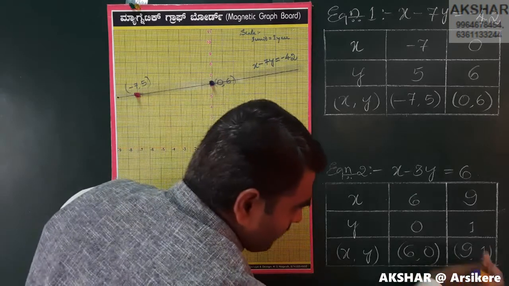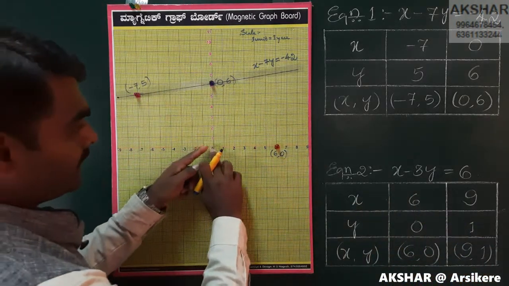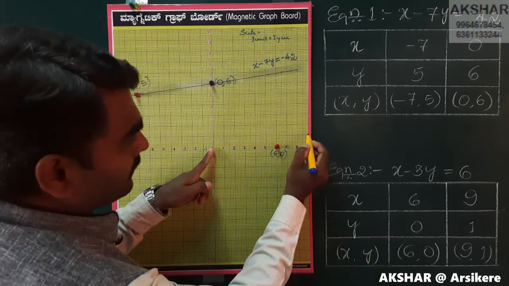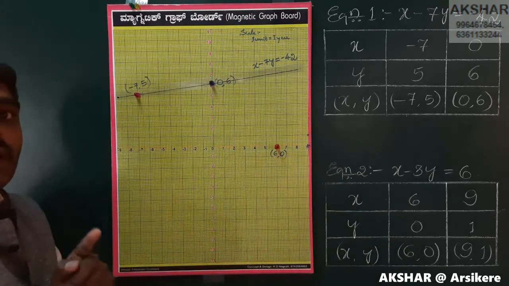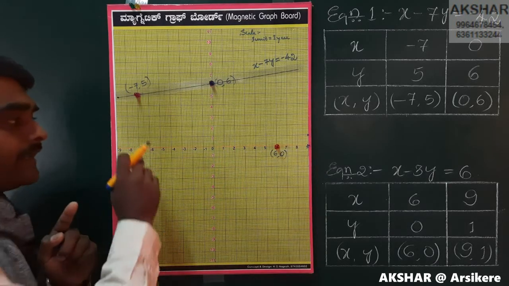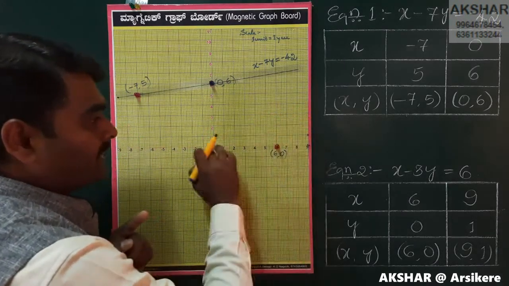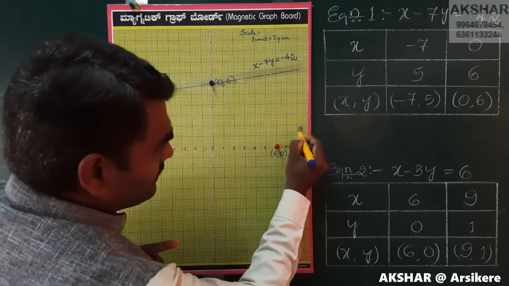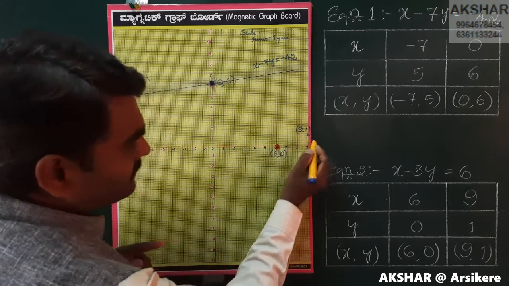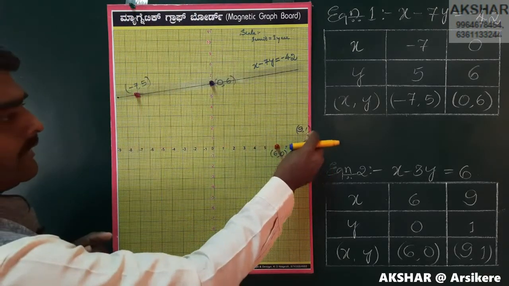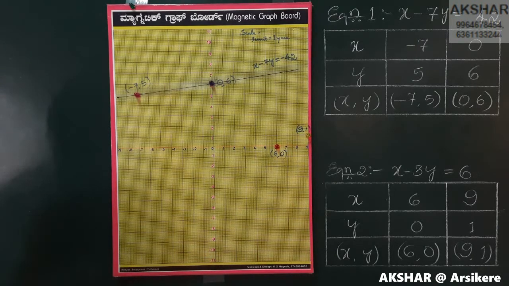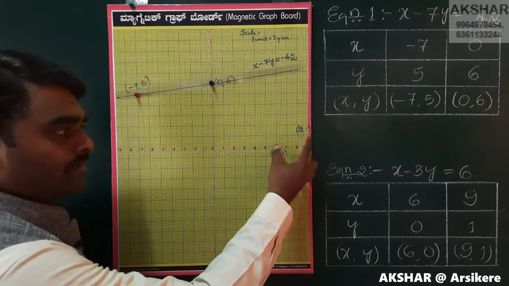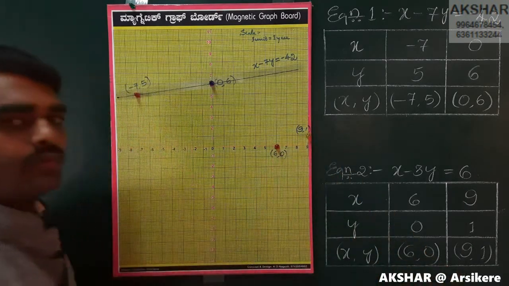Next, 9, 1. X is 9. Where is the 9? Yes, 9 is here. And 1 is here. So, as I already informed you, my dear children, the intersecting point of 9 and 1 is here. This is 9, 1, right? Yes, remember it, my dear children. These two are the points obtained by these two coordinates.